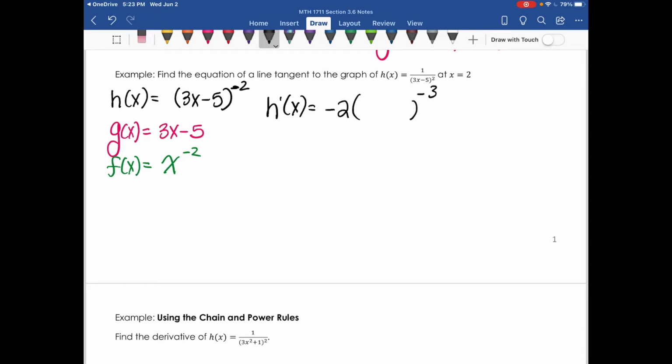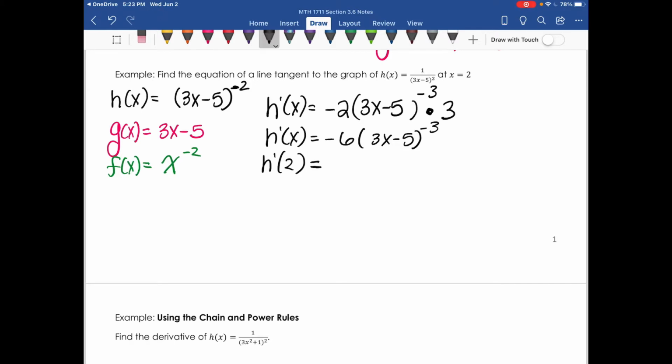So I want to take the derivative of f, which is negative 2, and then I'm going to raise that to the power of negative 3 because I decrease it by 1, but I'm going to evaluate it at 3x minus 5. So that 3x minus 5 needs to stay in there. And then I'm going to multiply it by the derivative of 3x minus 5, which is just 3. So I can clean this up a little bit, and I can bring the 3 in front and write this as negative 6 times 3x minus 5 raised to the negative 3.